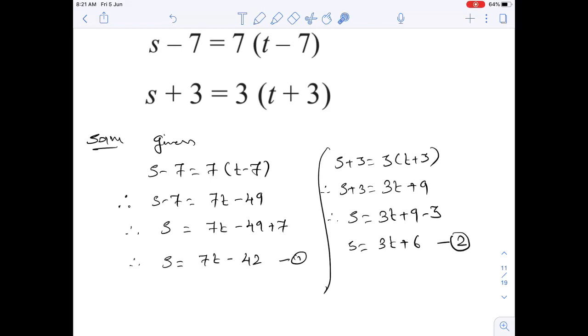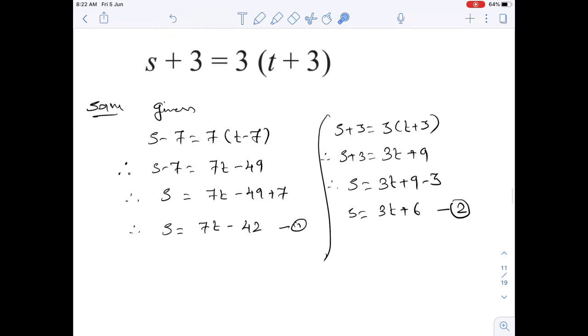Now remember one thing, that here we have converted both the equations. Okay, we have written it for s, means we kept s on the left hand side, and the remaining terms on the other side. Now whichever you feel is easy, you can substitute as per your convenience.